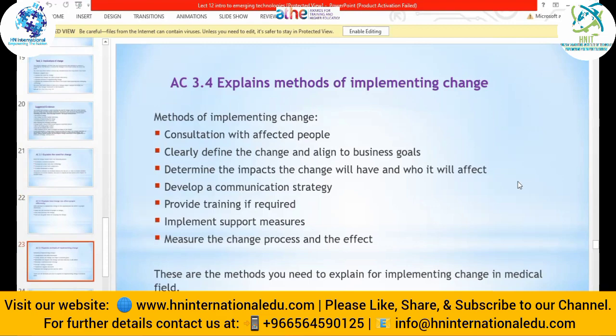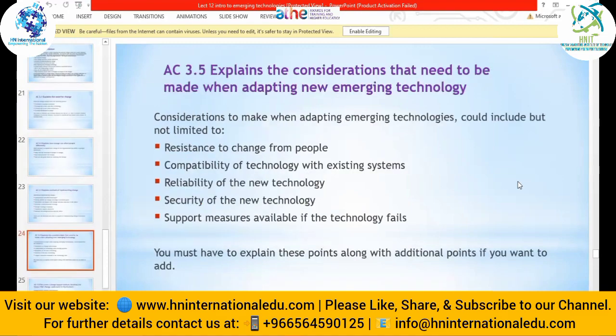Now, these are the methods you need to explain for implementing change in medical field. You have to explain them that, for example, you consider yourself as that technology owner, or you have used that technology, and now you have to tell the medical industry, medical field, how you will implement that change. Next is explanation. Explain the considerations that need to be made when adapting new emerging technologies.